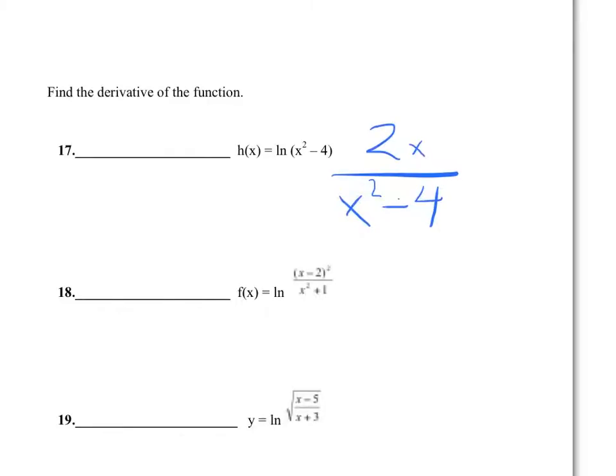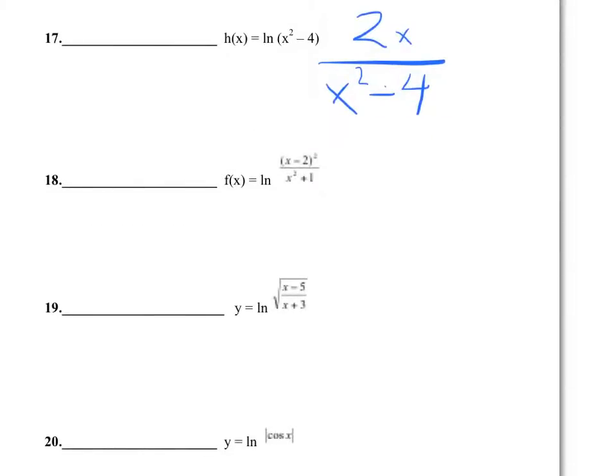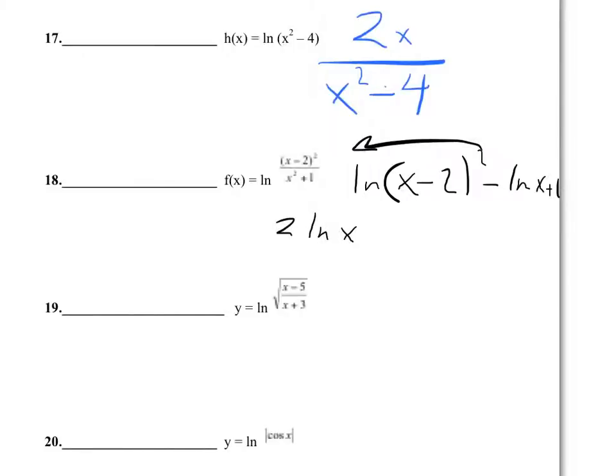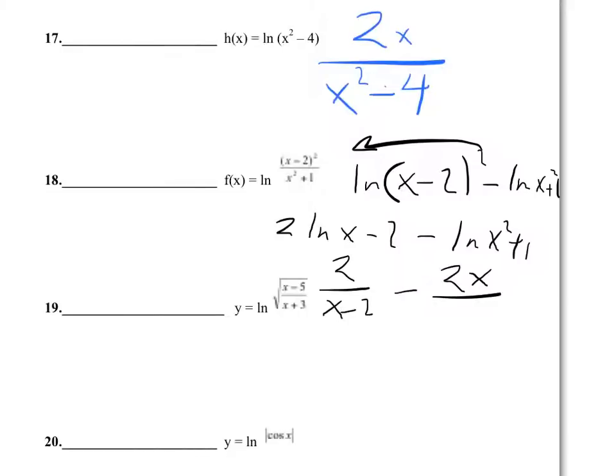Okay, number 18. It will probably help here if we expand this. So let's write this as the natural log of x minus 2 squared minus the natural log of x squared plus 1. Send the power in front, so I have 2 natural log of x minus 2 minus the natural log of x squared plus 1. So that's a square up there. Alright, so the derivative should be 2 times 1 over x minus 2, since the derivative of x minus 2 is just 1, minus 2x over x squared plus 1.